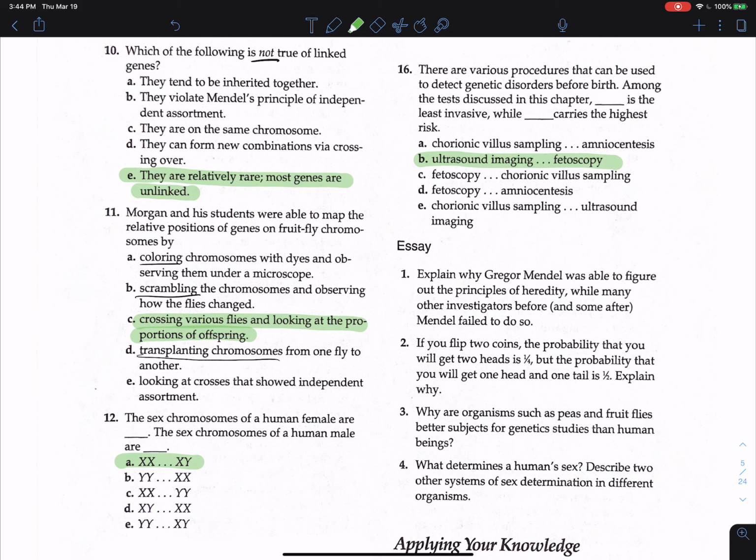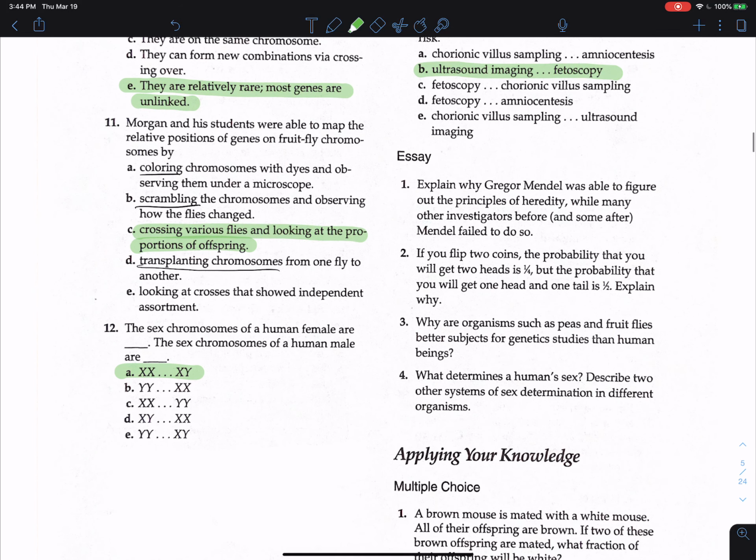So, going on to the essay questions. Yes, you were supposed to do these. So, I'll go ahead and read the question, and then I'll briefly describe the answer, and see if your answer sounds anything like my answer, right? So for the first one, explain why Gregor Mendel was able to figure out the principles of heredity, while many investigators before and some after Mendel failed to do so. As in, why was he successful and other people weren't?